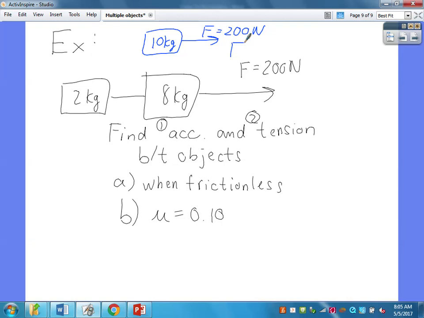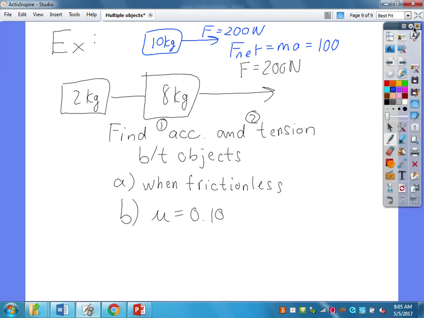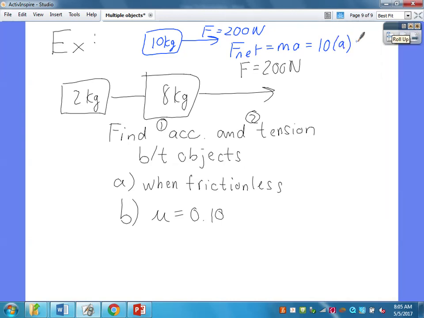All right, it would be F net equals ma. What am I doing? Sorry. That would be 10 times a equals 200. So the acceleration on this object would be 20 meters per second squared.